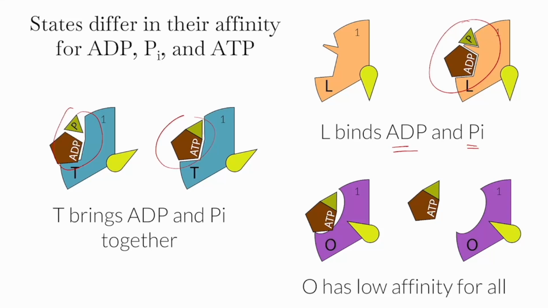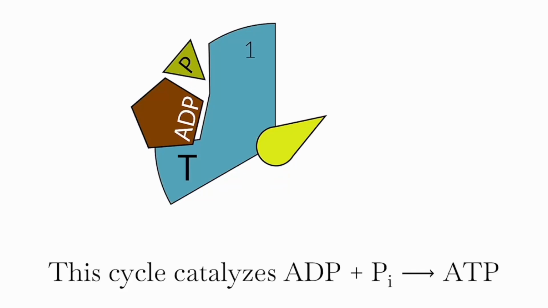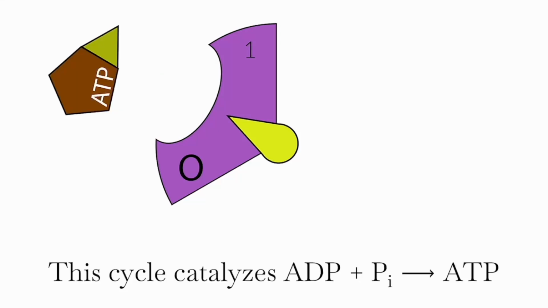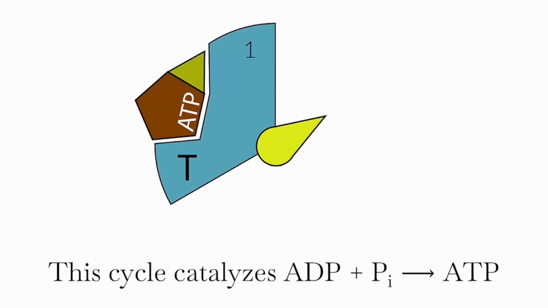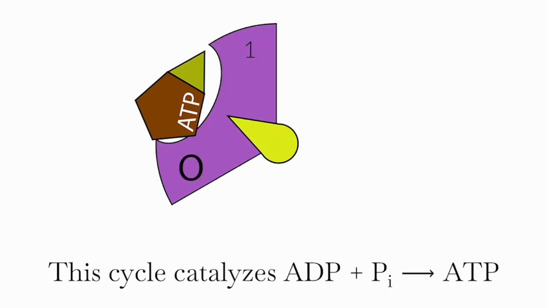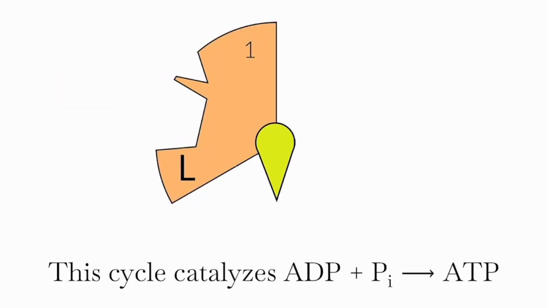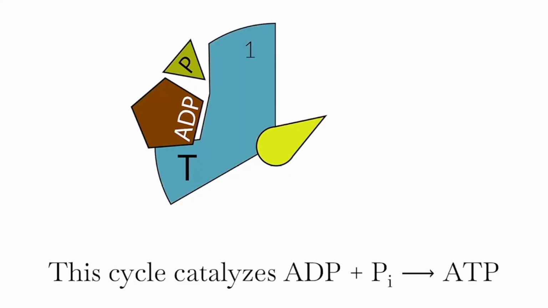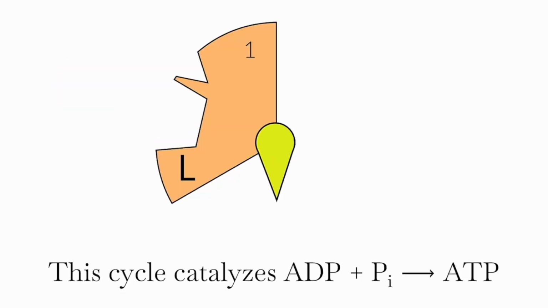So what does that mean if we stitch it together? What that means is that this cycle catalyzes production of ATP. So when this molecule is in the O form, nothing binds at all. When it's in the L form, inorganic phosphate and ADP will bind. The shaft drives this whole system. Now it goes into the T form and forms ATP. It rotates again. Now you get the O form and the ATP falls off. So as the shaft rotates between states that have different affinities for ADP, for inorganic phosphate, and for ATP, it catalyzes the production of ATP from ADP and inorganic phosphate.